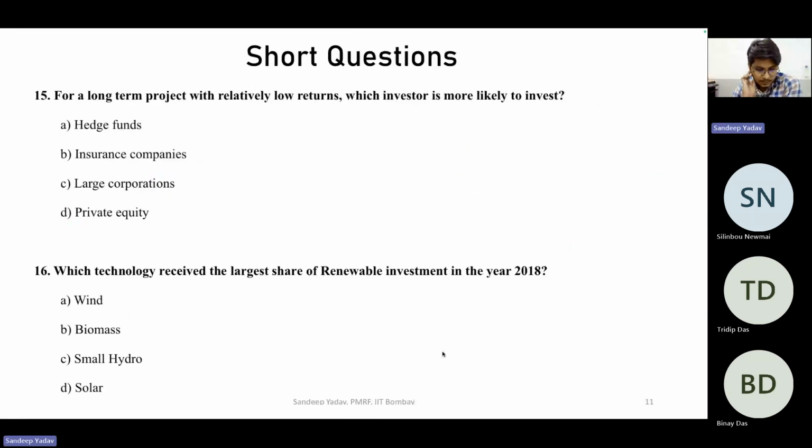Now moving to question number 15. For a long-term project with relatively low returns, which investor is more likely to invest? Hedge fund, insurance companies, large corporates, or private equity? So here are two terms: long-term projects with relatively low returns. In these cases, when the term is long and the returns are low, insurance companies will be interested.